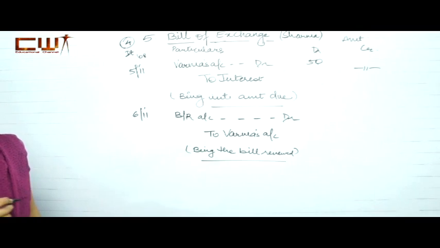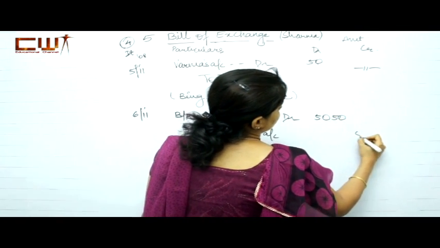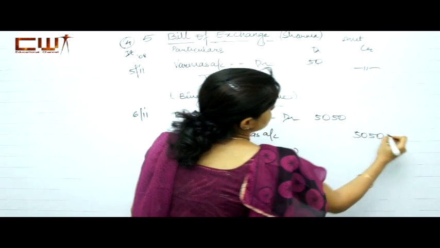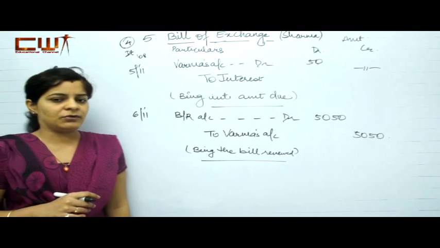How much has the new bill been made for? 5050. Total 5000 plus 50 interest, so it will be 5050. Alright, now they say that he has given the bill for collection to the bank and he is getting the money. So bank for collection means we are giving it to the bank.